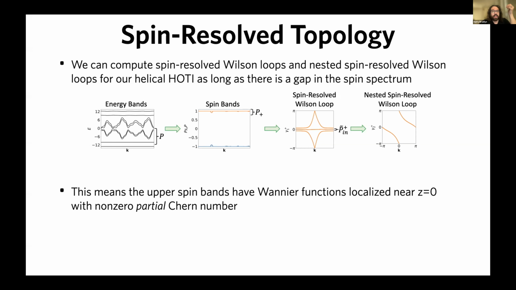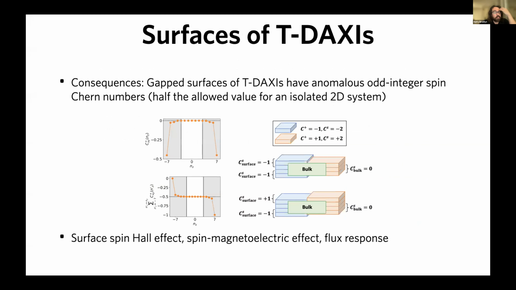Aside from that, you could ask the following question, which is what we're looking at now. We have these gapped surfaces with spin Chern number equal to 1. So you can ask whether you can get fractional 3D helical Hall insulators that have gapped surfaces with other rational values of the spin Chern number that you couldn't necessarily get in a non-interacting three-dimensional system.